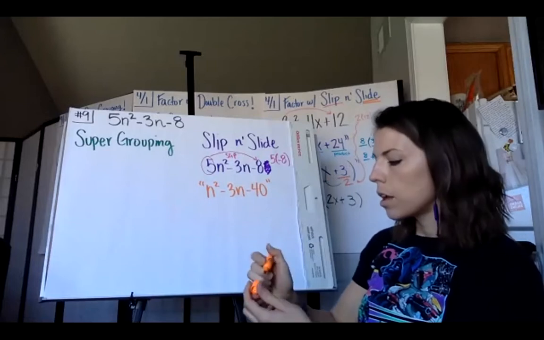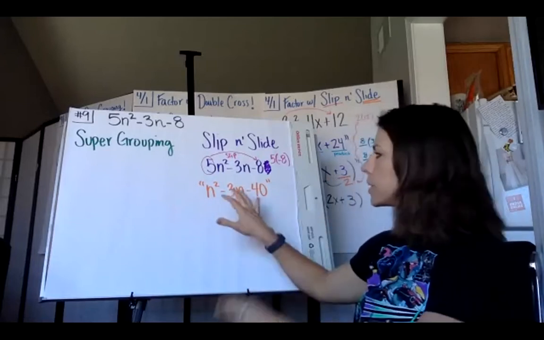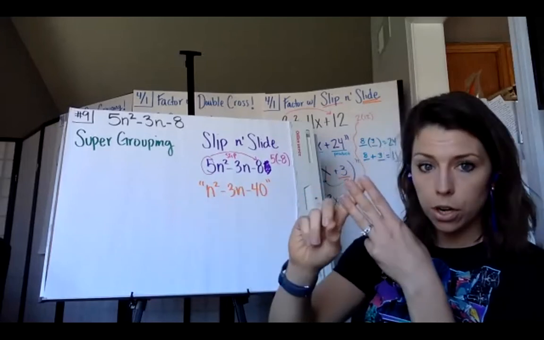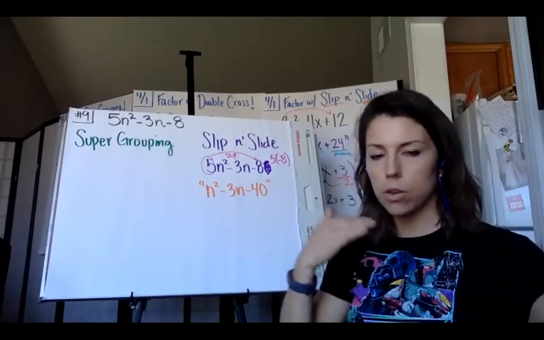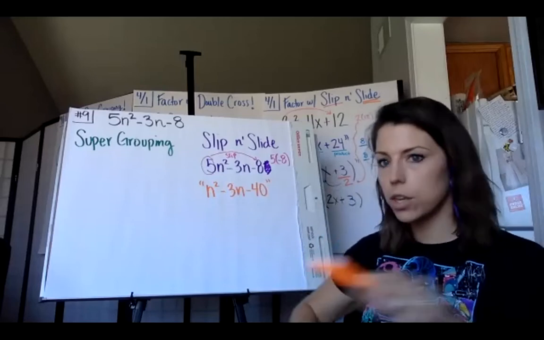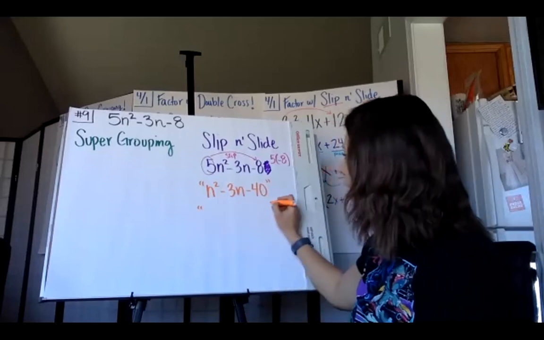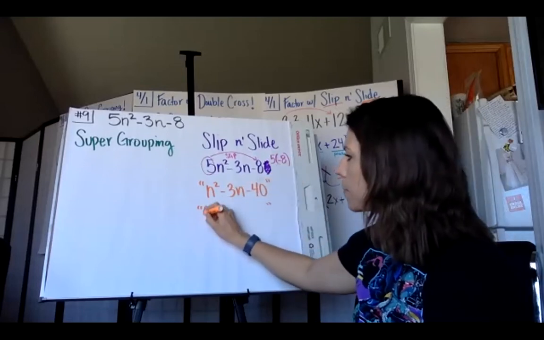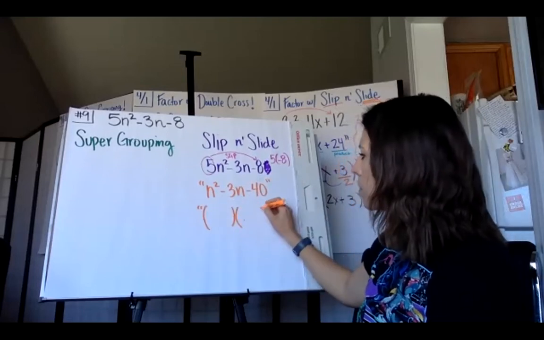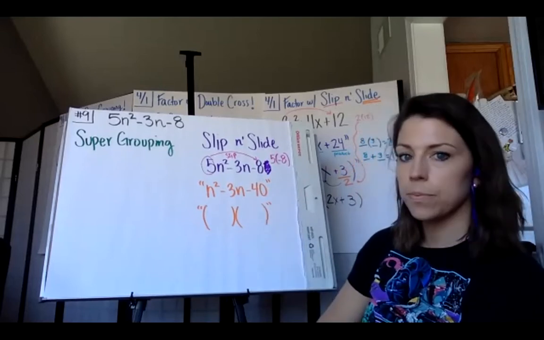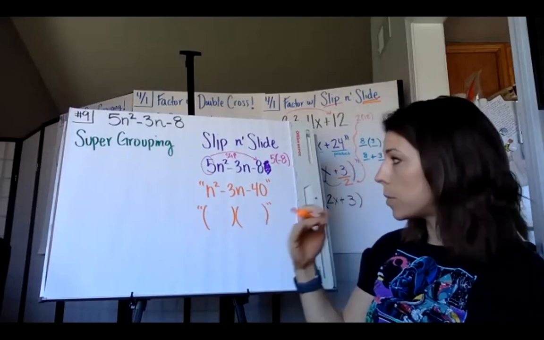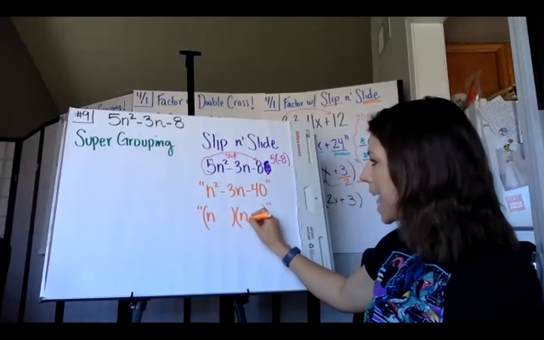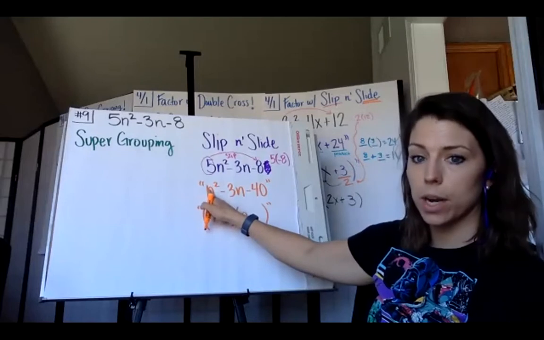By doing this, it puts it into a trinomial with a leading coefficient of 1. So whenever you have 3 terms and a leading coefficient of 1, you can just factor it using regular P's and Q's. That means I can factor this, again in quotations because I did flip, so it's not the same. I know my answer is going to be a product of 2 binomials. I also know, without doing anything else, that the first term in both of these binomials is n, because n times n is how I get n squared.